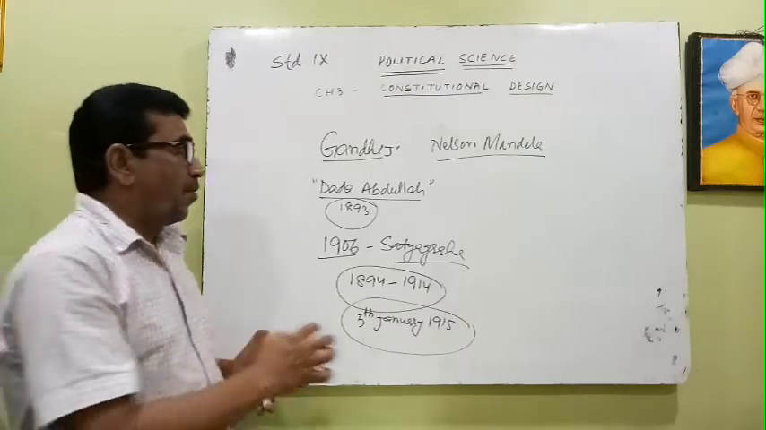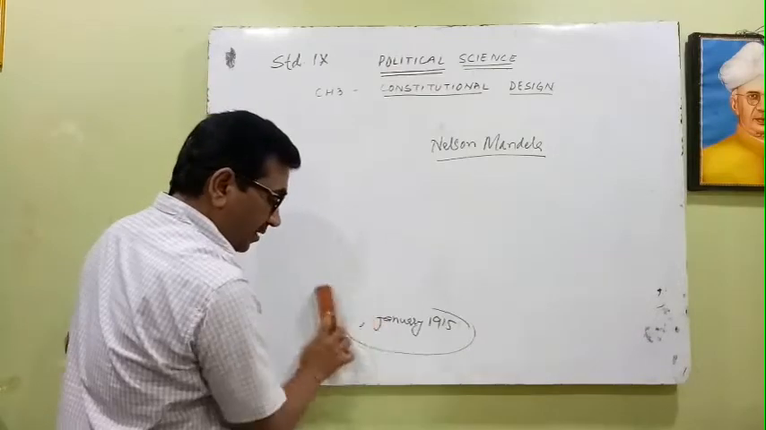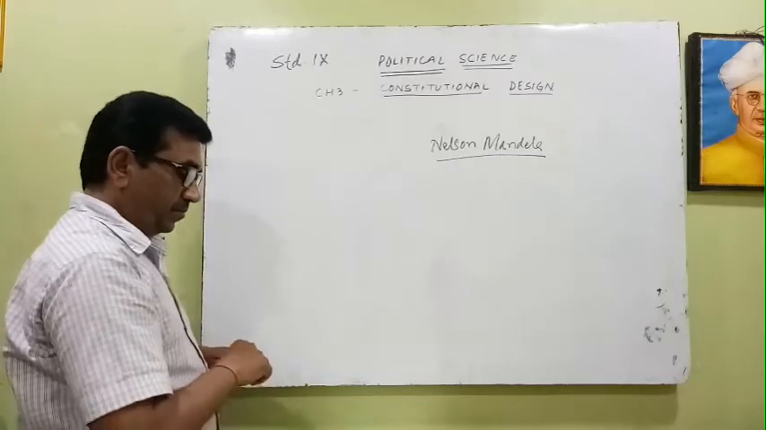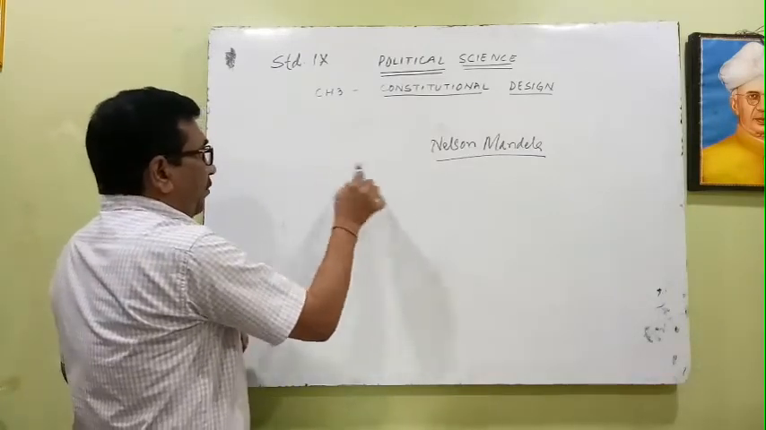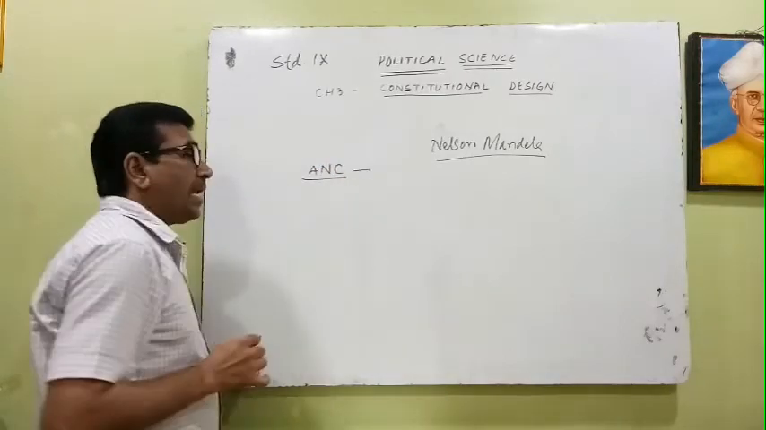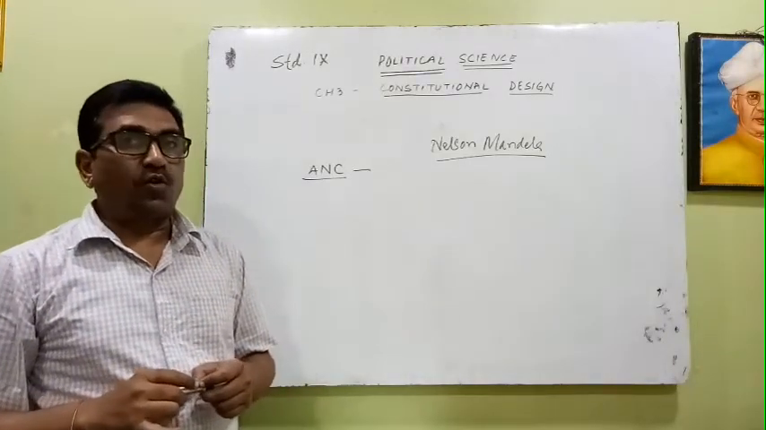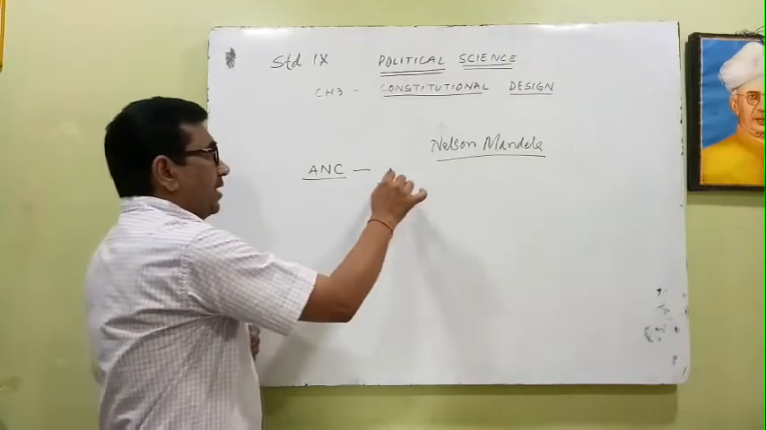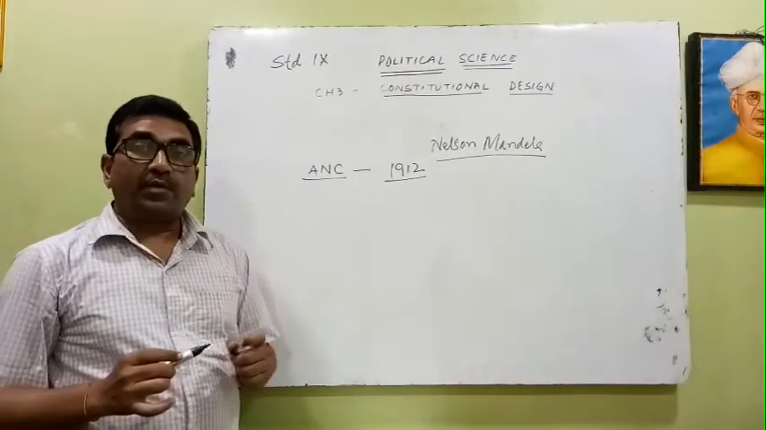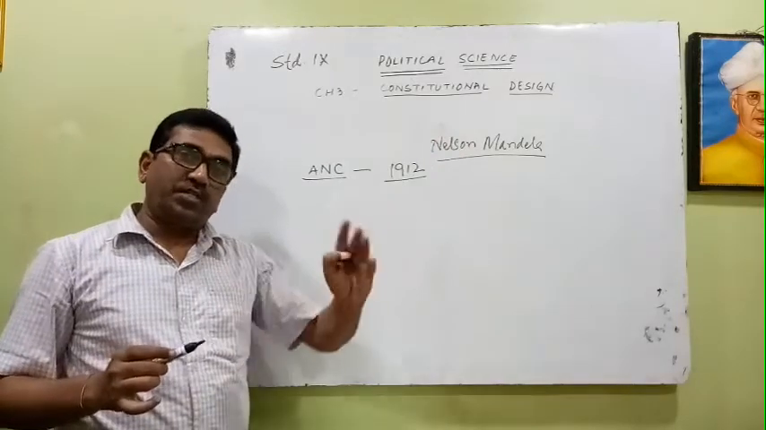Now, another important person. Who was the other important person? He was Nelson Mandela. Before that, a word will come: ANC. It is the African National Congress. Even though it was established in 1912. Nelson Mandela was born in 1918, so before his birth.